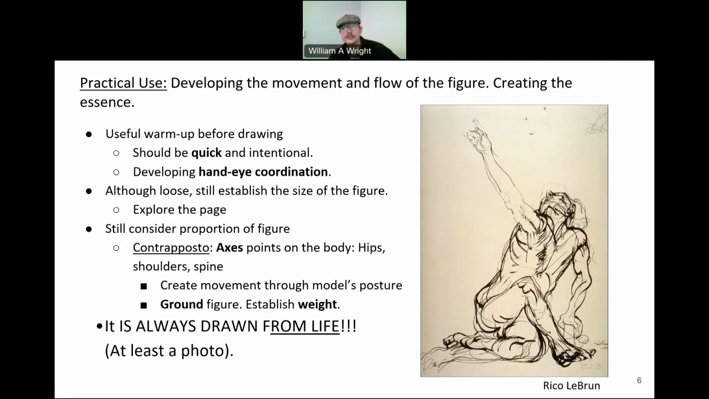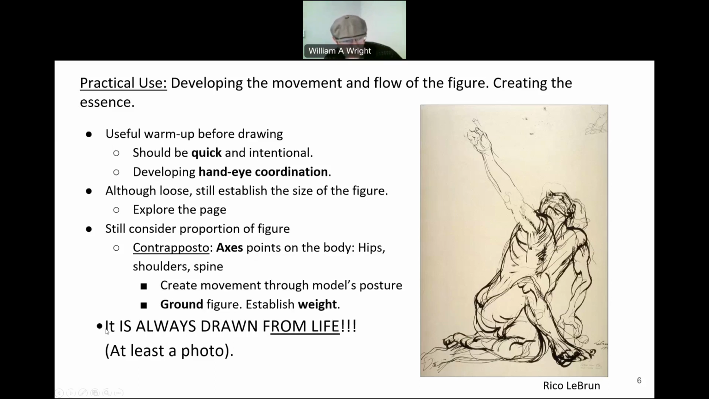Understanding these axes points, we don't all walk like Egyptians and stand super at attention all the time. We have a naturalness to our stance. And that idea in drawing humans, that more natural pose, is called contrapposto. I'll talk about it more in a second, but it creates movement through the posture, grounds the figure, all that stuff.